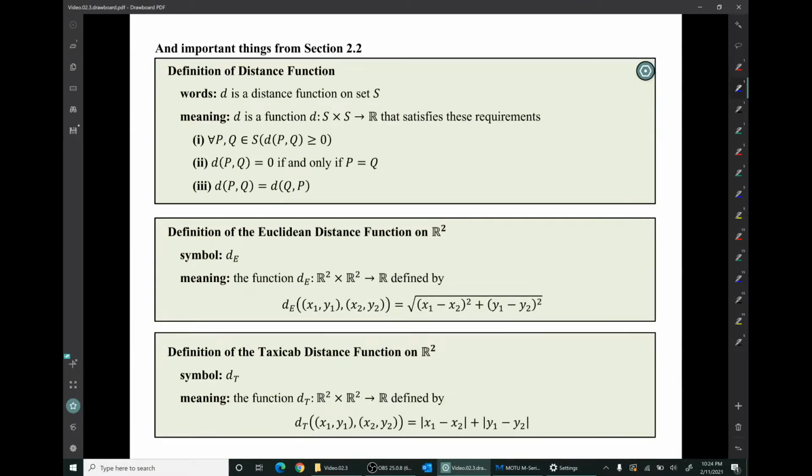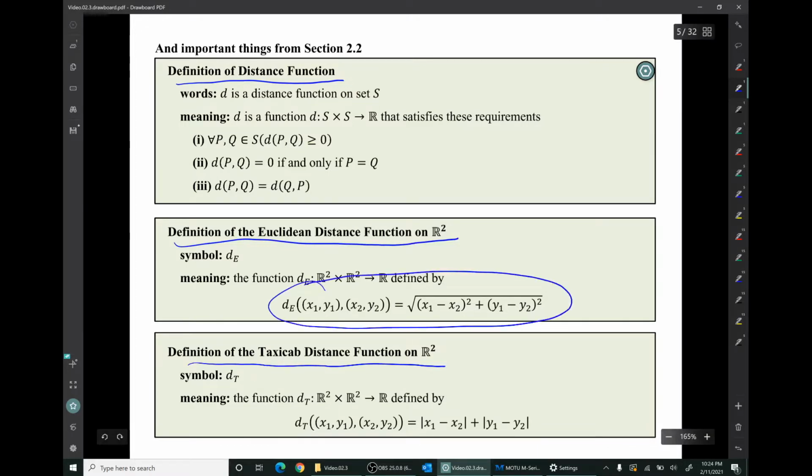And some important things from section 2.2, the definition of a distance function, and the definition of the Euclidean distance function on R2, and the taxicab distance function on R2. The Euclidean distance function is the old familiar distance function. The taxicab distance function is this very different looking thing.